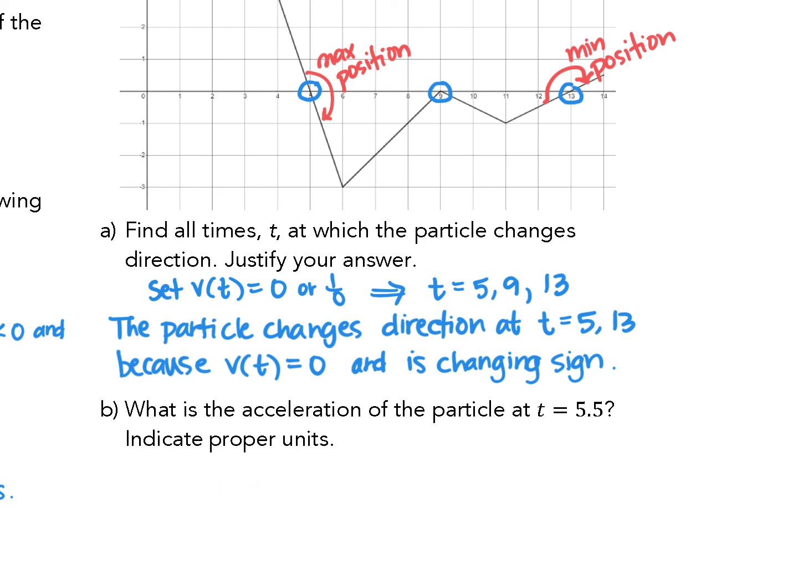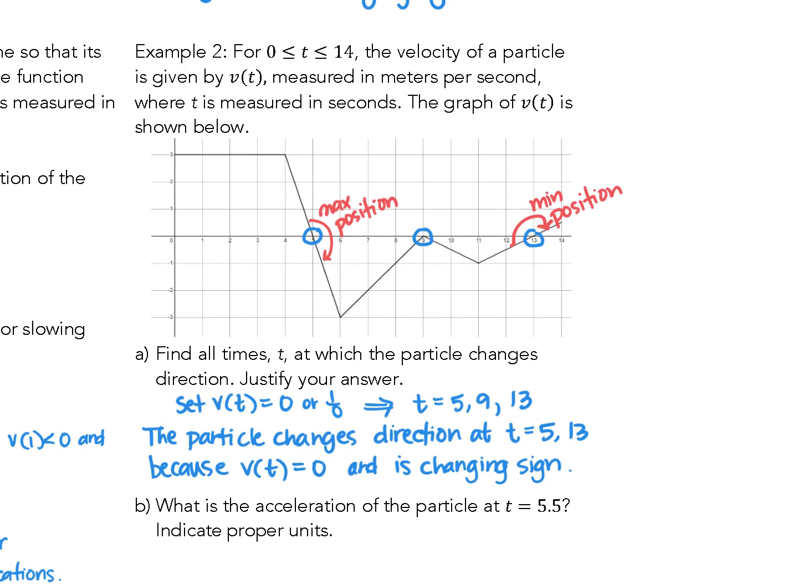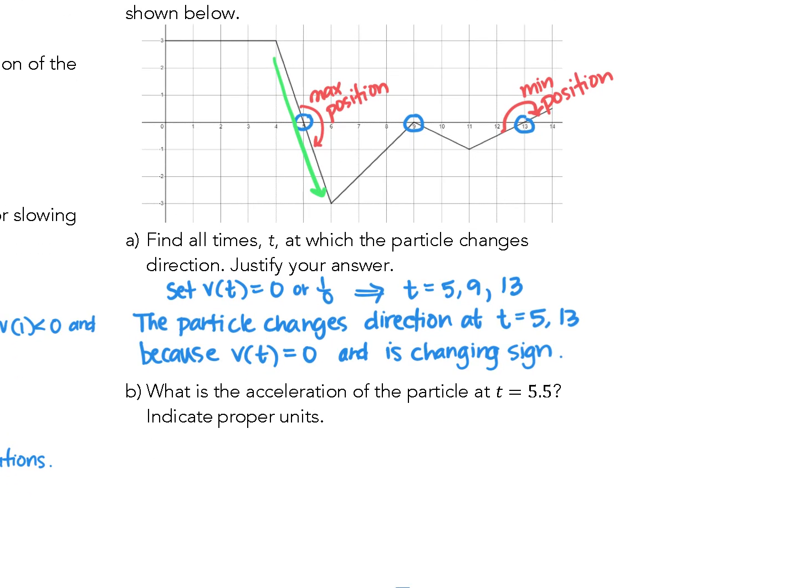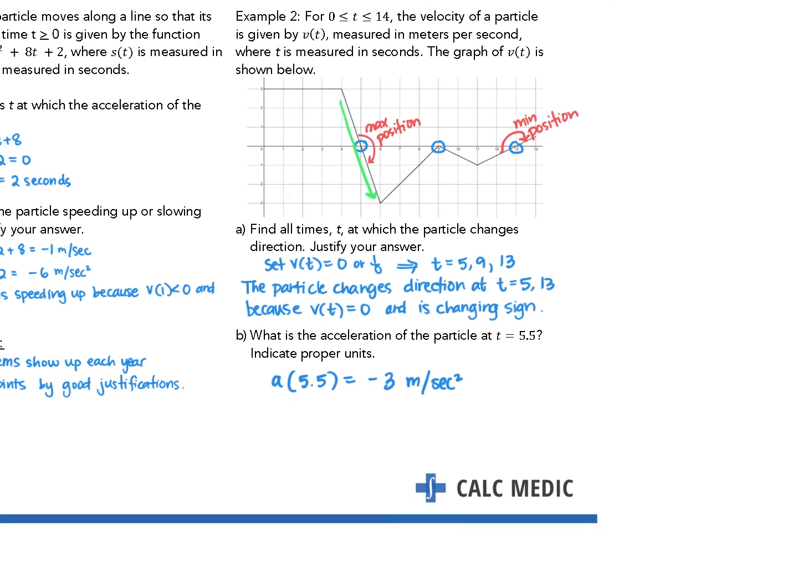So the value of the acceleration is the slope of the velocity at 5.5. So we look at this graph here at 5.5, and it has slope of -3. So the acceleration at 5.5 is -3 meters per second squared.